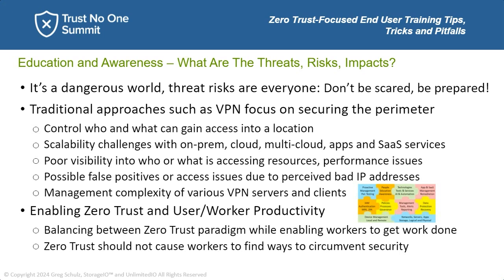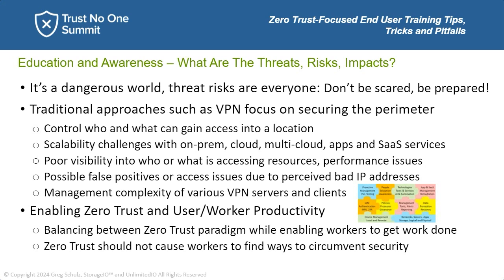Okay, so we have to balance zero trust for securing and locking down while enabling workers to get their work done, and do it in such a way where they don't have sticky notes with passwords written down, hidden in a drawer or something. It needs to be productive and not a barrier. Zero trust should not cause workers to go out and find ways to circumvent security. And likewise, as a user or as a worker, things should be streamlined so that you can get your work done.